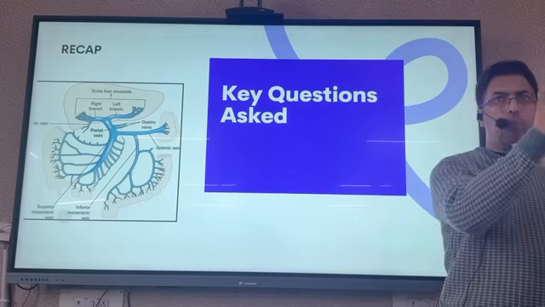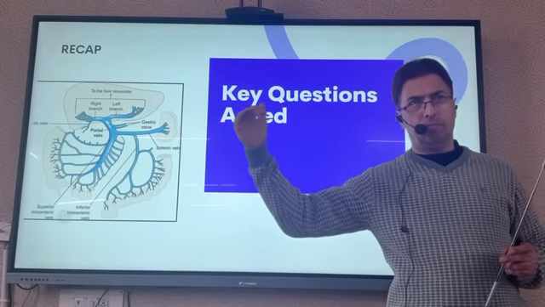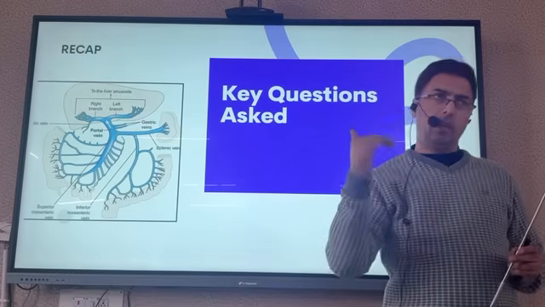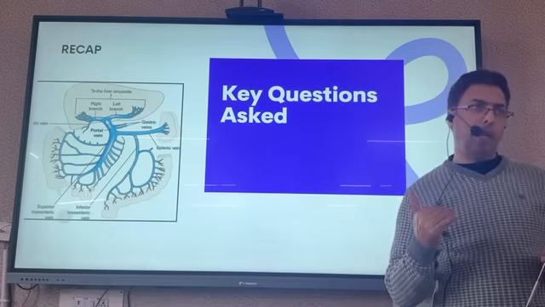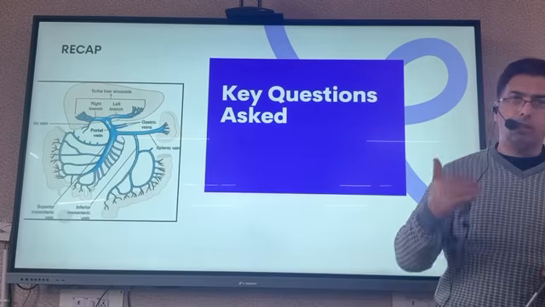Portal vein is formed at what level? In front of the neck of the pancreas or behind?